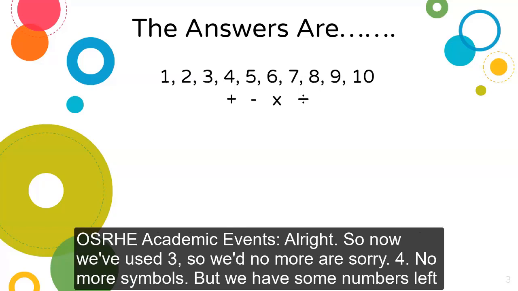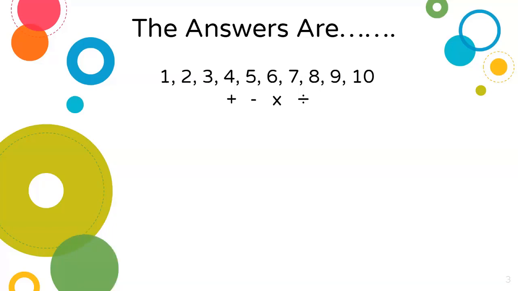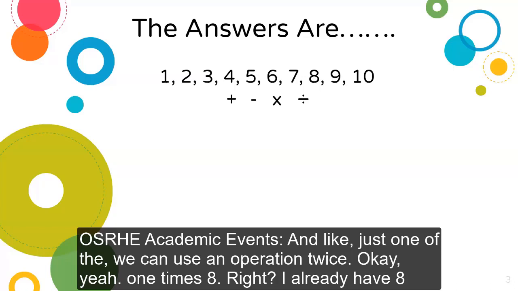All right. So now we have used 4. No more symbols, but we have some numbers left, right? What do we have left? 1 and 8. All right. So let's just pick another operation and use 8 and 1. I don't care what it is. Like a fifth operation? We can use an operation twice.